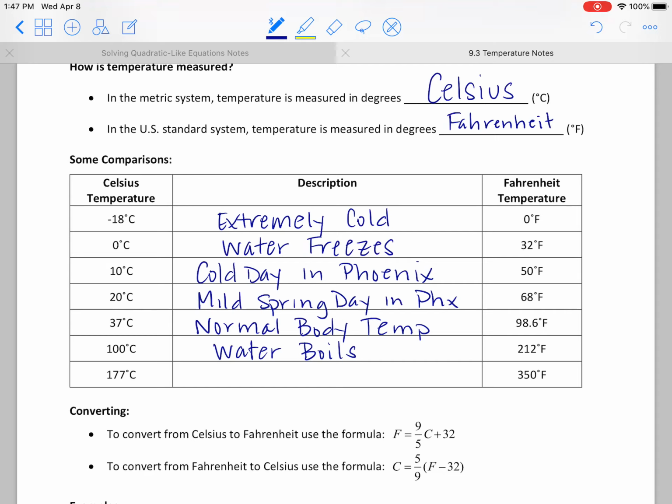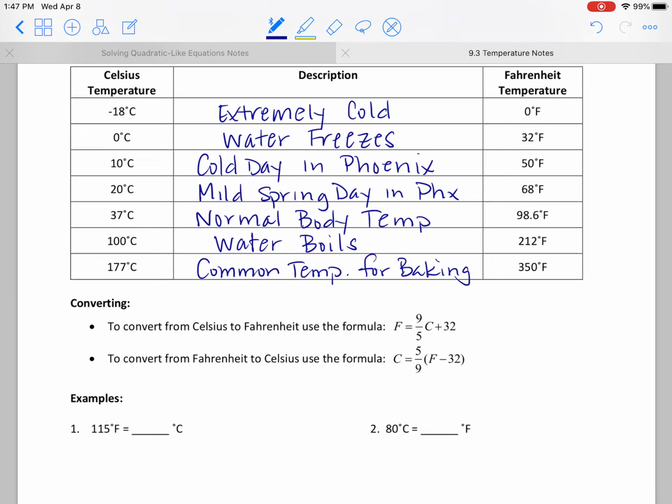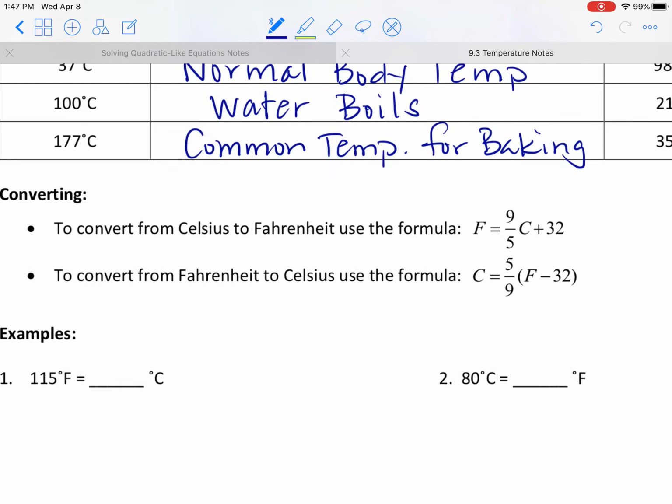Now, 212 degrees Fahrenheit seems kind of random, but when you look at the 100 degrees Celsius mark, this is the temperature at which water boils. So water boils at 100 degrees Celsius, which is about 212 degrees Fahrenheit. And then 350 degrees, maybe a typical temperature for baking. So a common temp for baking is 350 degrees Fahrenheit or 177 degrees Celsius, okay? Just to wrap your brain around some of those comparisons.